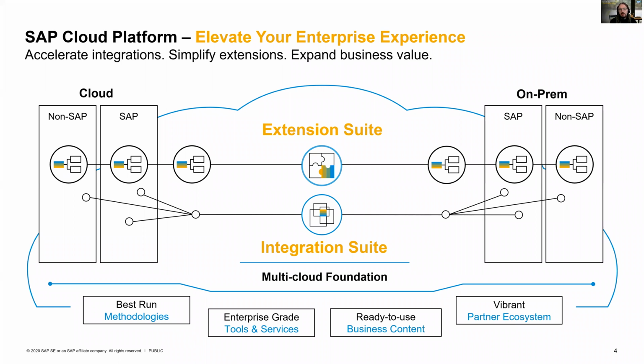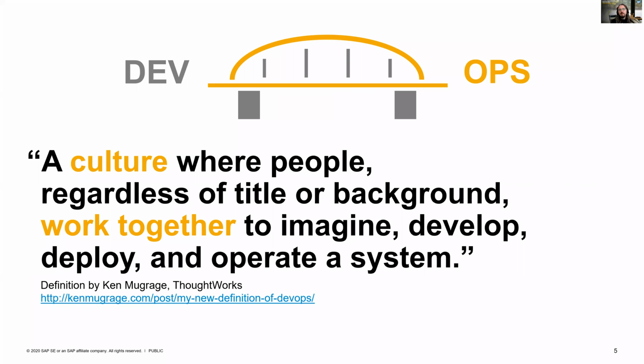And here, of course, I'm pretty sure that many of you, when they start to look into cloud software or coming up with cloud applications, also think about what principles they could apply for coming up with corresponding increments. And here DevOps comes in. So what is DevOps? Maybe I can bring up one definition, and I really want to stress one definition because there are a lot of definitions out there. But I like that one here from Ken Markvich from ThoughtWorks, according to which DevOps is a culture where people, regardless of title or background, work together to imagine, develop, deploy, and finally operate a system.